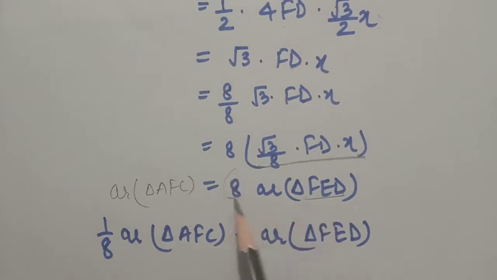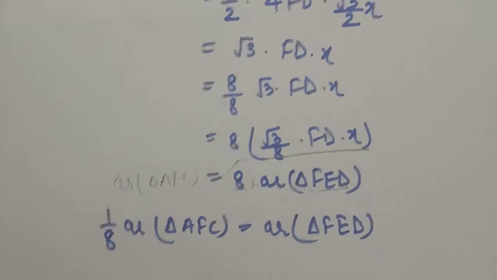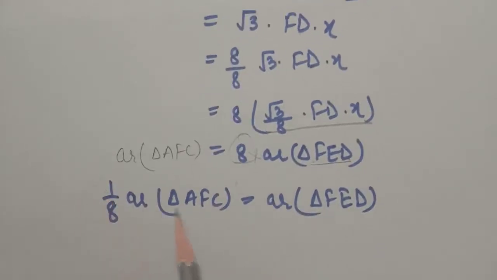Now we will shift this 8 to the other side. Here it is present in multiplication, on the other side it will be present in division. So definitely 1/8 of area of AFC is equal to area of FED.